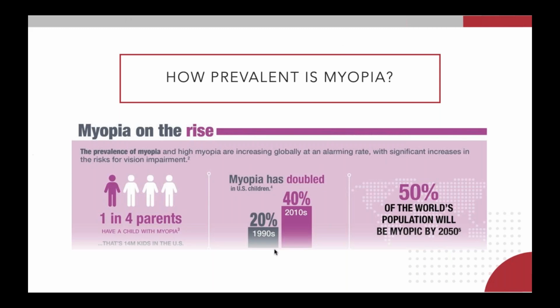How prevalent is myopia? Well, 1 in 4 parents in the US have a child with myopia. That's over 14 million kids alone. And myopia has more than doubled from the 1990s to the 2010s. By 2050, it's estimated that 50% of the world's population will become myopic. So myopia is increasing at an alarming rate.